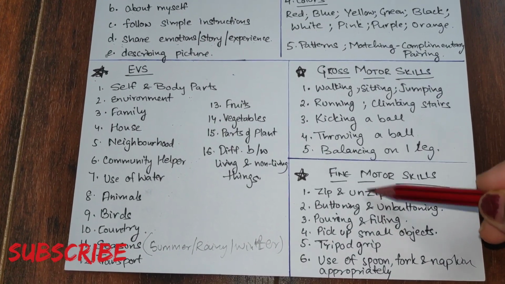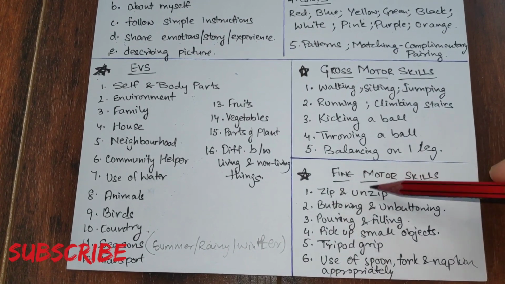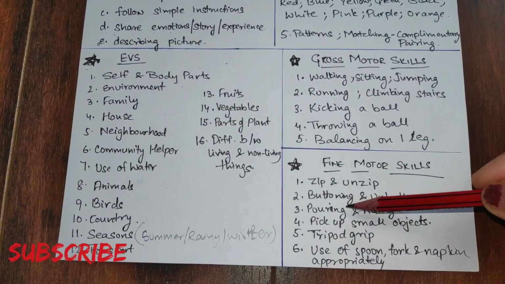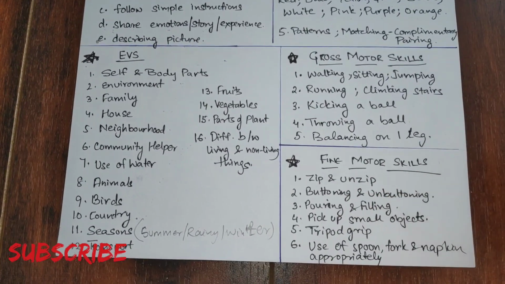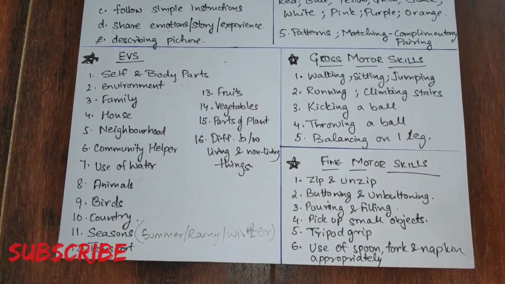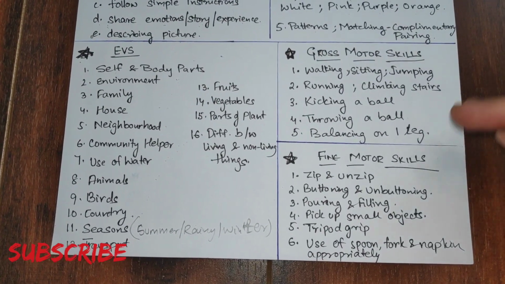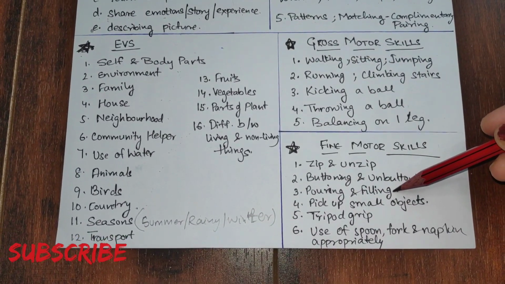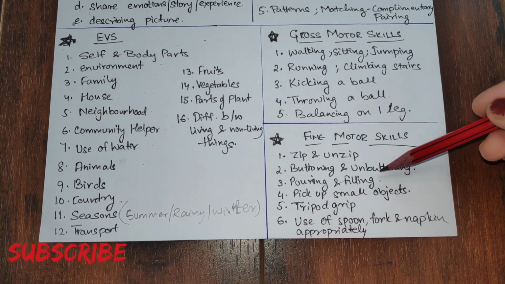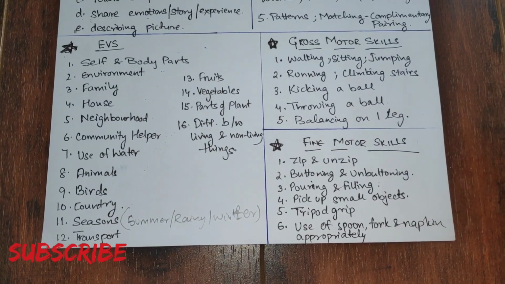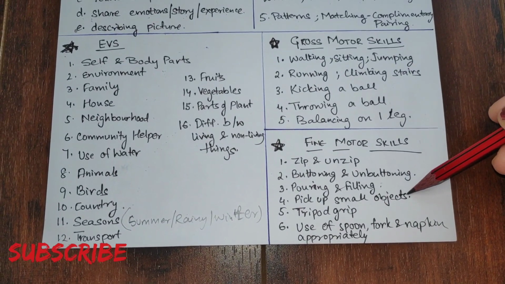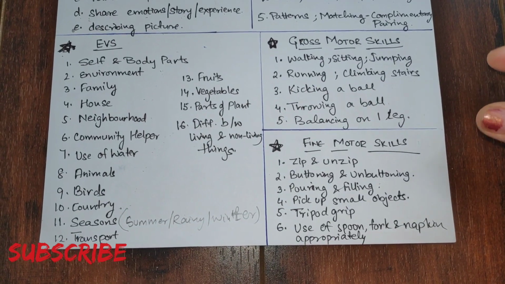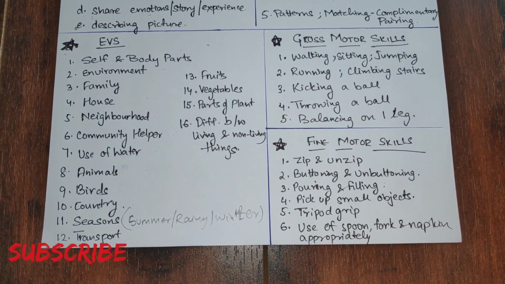They should be able to zip, and also unzip. The same goes for buttoning and unbuttoning. Pouring and filling water or any sort of liquid from one glass to another, or from bottle to glass, or glass to bottle. These activities I have shared with you in one of my videos. That link I will be sharing with you down in the description box. Picking up small objects like coins, safety pins or any kind of paper pins.